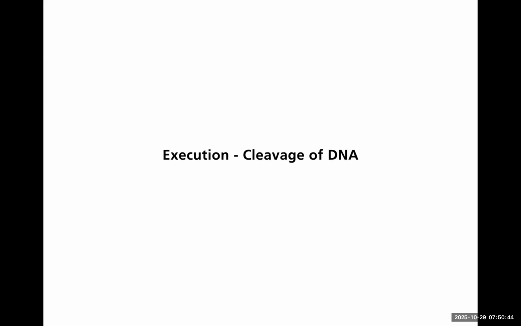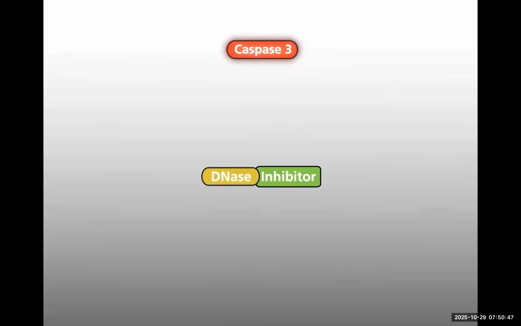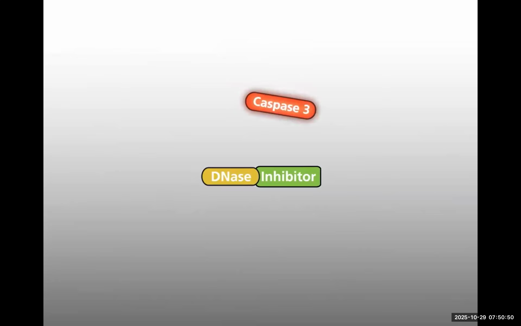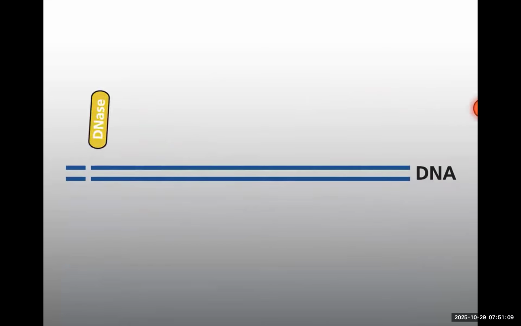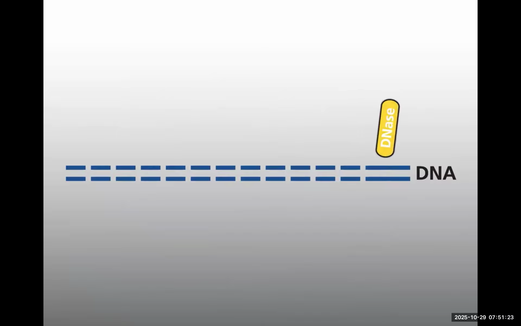Execution, cleavage of DNA. Important steps of the execution phase are the cleavage of DNA and the cleavage of the cytoskeleton. In the normal cell, DNase is complexed to an inhibitor and is inactive. After initiation and activation of the caspase cascade, the active caspase 3 is able to cleave this inhibitor. Activated DNase cleaves DNA. Cleavage sites are located at regular intervals of 180 base pairs. In between, histone proteins of nucleosomes protect the DNA against DNase cleavage.